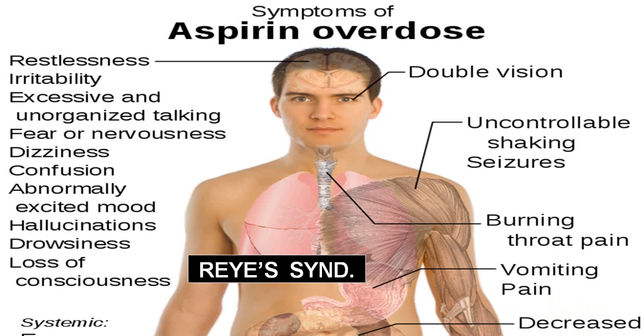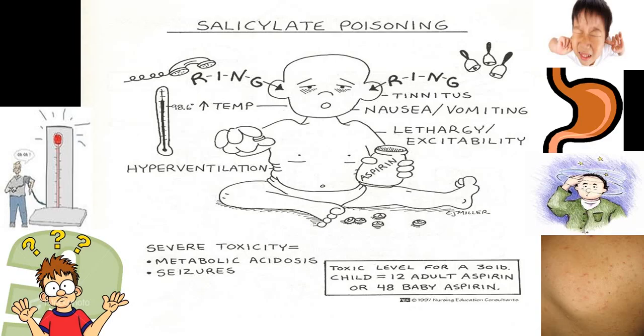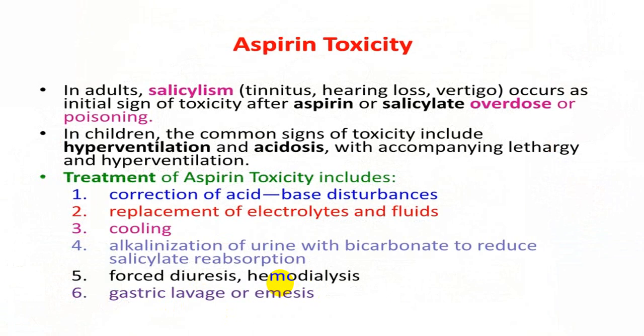And in children, it can produce Reye syndrome. So a child might complain of ringing in the ears, increased body temperature, hyperventilation, nausea, vomiting, lethargy, excitability. So CNS side effects, dizziness, metabolic acidosis, and seizures. This metabolic acidosis and seizures produce the major toxic problems. So depending upon that, you treat them.